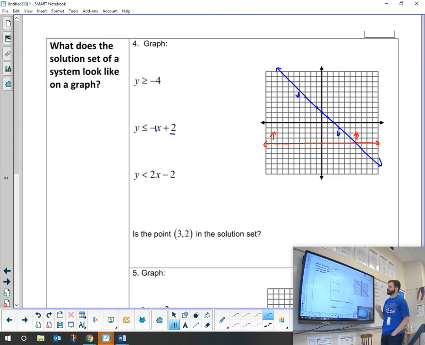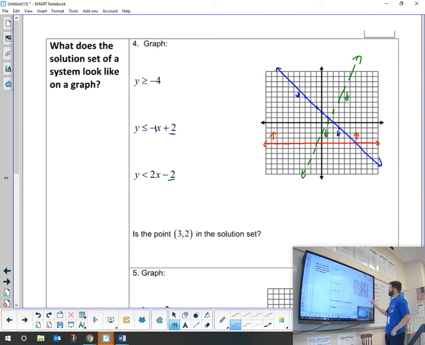Okay, my last one. Y is less than 2x minus 2. Okay, different color. This one is just a dotted line. And it says 2x minus 2. So my y-intercept's at negative 2. So we'll do that first. And I'm going to have a slope of 2. So we're going to go over 2, up 1, over 2, up 1, over 2, up 1. And we have a dotted line. Okay, so we're going to go dotted line right through there. And then this one is less than. So we're going to shade below.